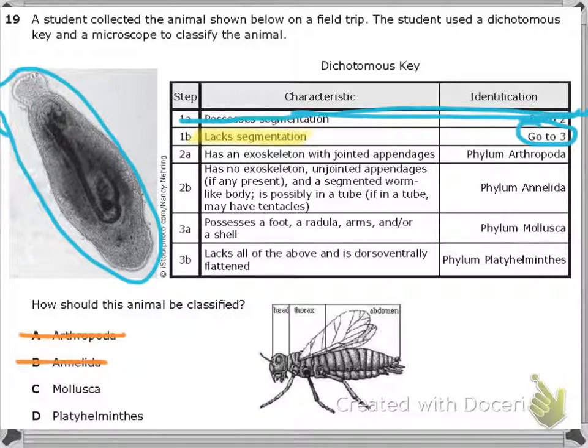Has an exoskeleton. So what's an exoskeleton? Well, we know what a skeleton is, and the word exo just more or less means on the outside, so it's something with an exoskeleton, right? So that would be something like a lobster. Remember, this is if we would have gone with 1A where it says possess segmentation. So it would have been segmented, and it would have had an exoskeleton.